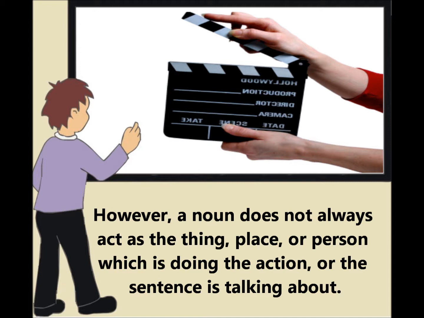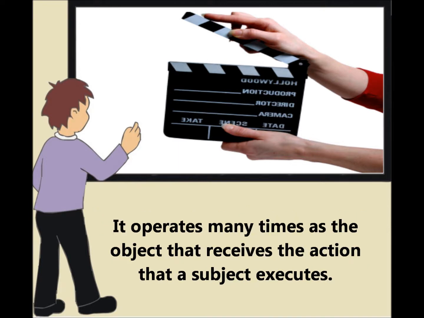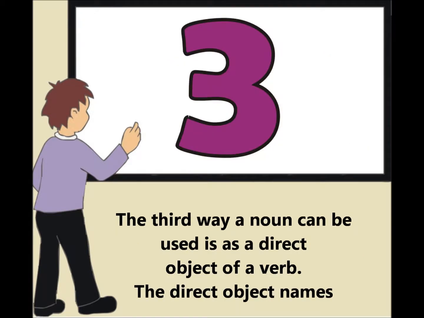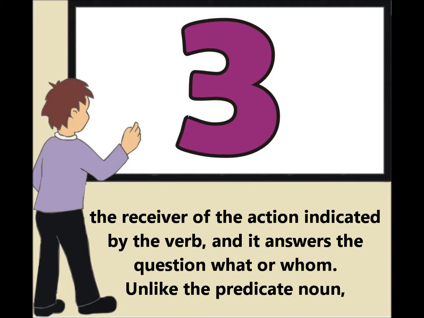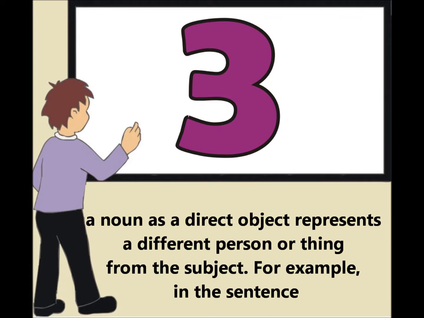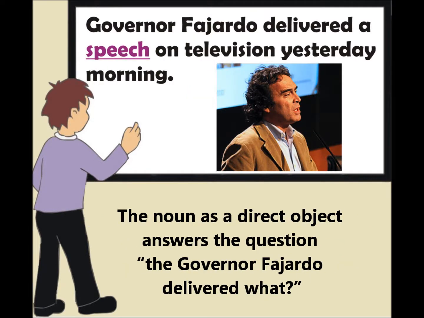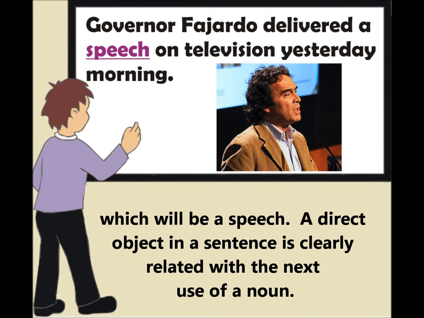However, a noun does not always act as the thing, place, or person which is doing the action, or the one the sentence is talking about. It operates many times as the receiver of the action that the subject executes. The third way a noun can be used is as a direct object of the verb. A direct object names the receiver of the action indicated by the verb, and it answers the question what or whom. Unlike the predicate noun, a noun as a direct object represents a different person or thing from the subject. For example, in the sentence "Governor Fajardo delivered a speech on television yesterday morning," the noun as a direct object answers the question, the Governor Fajardo delivered what? Which will be a speech.